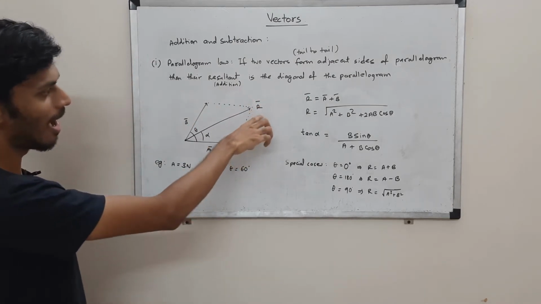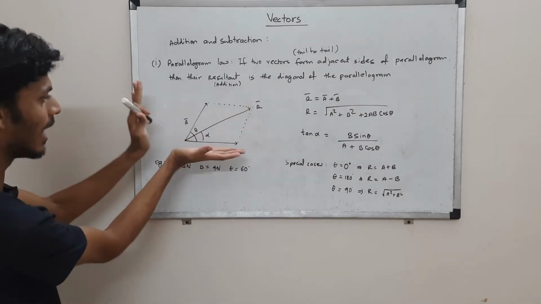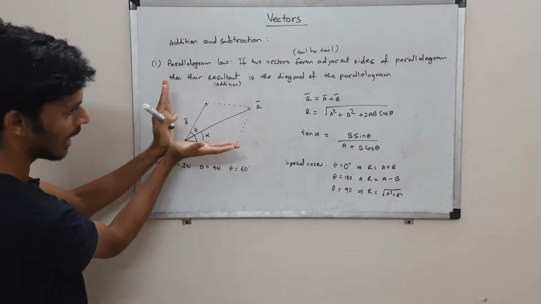So here R will be A plus B. Basically, this is the resultant of adding A and B.